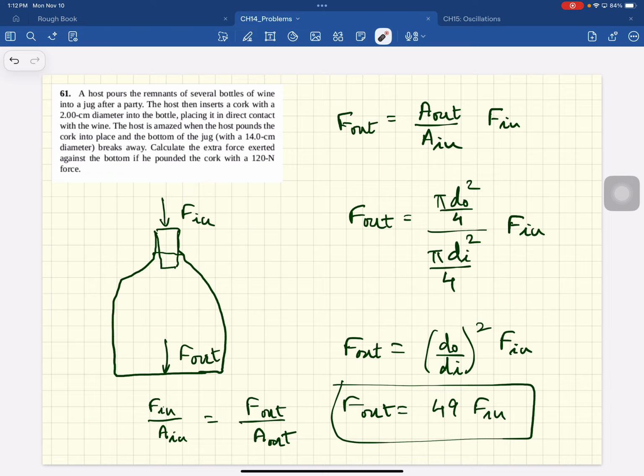Did you guys understand that? See, all these force multipliers, the input force is applied over a small area, and you get a large output force.